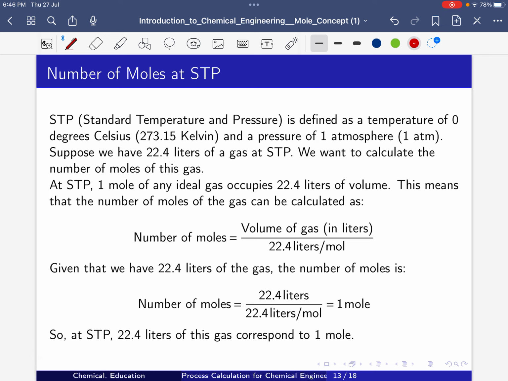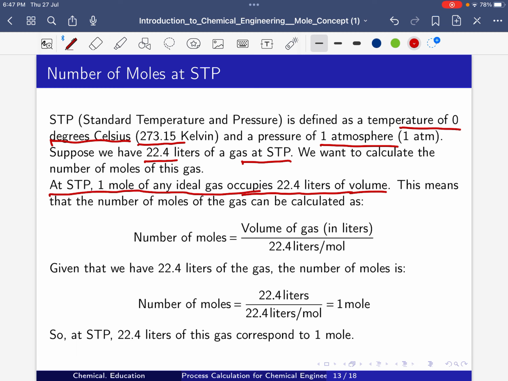STP means standard temperature and pressure, defined as a temperature of 0 degrees Celsius, which is 273.15 Kelvin, and pressure of 1 atm, right? Suppose we have 22.4 liters of gas at STP. Why do we want to calculate the number of moles of this gas? At STP, 1 mole of any ideal gas occupies 22.4 liters of volume. So remember that. That is very important.